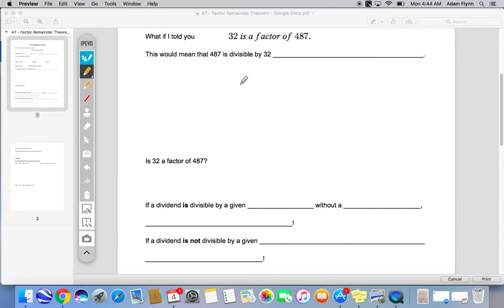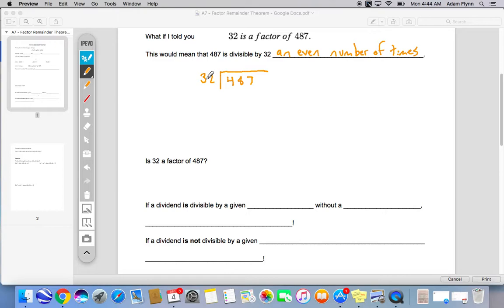Okay, so what if I told you 32 is a factor of 487? This would mean that 487 is divisible by 32 an even number of times. Okay, so let's try it. You have 32 as the divisor, 487 as the dividend.